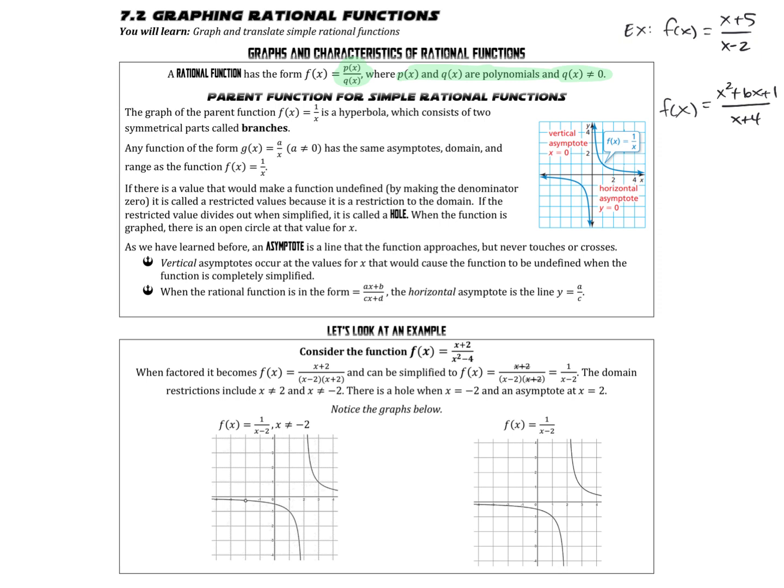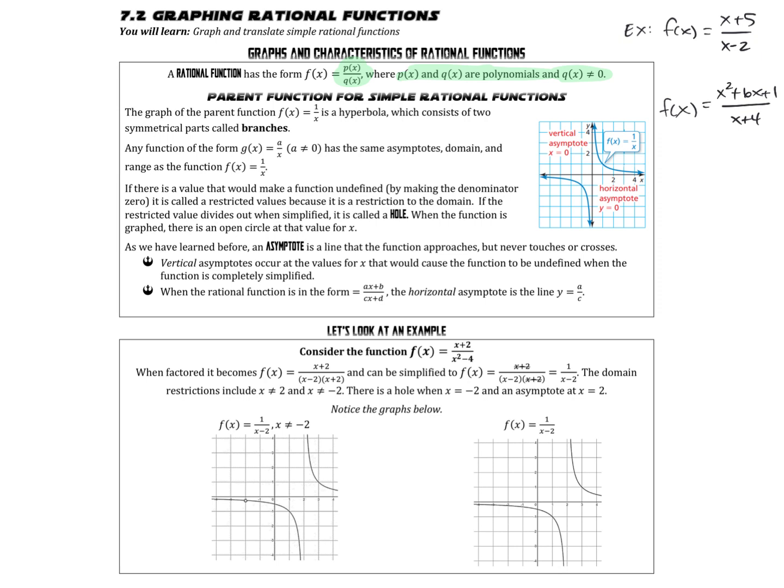When we graph the simplest form, the parent function of rational functions, it is f of x equals 1 over x. The shape that this makes, these two little branches that look sort of like exponential graphs, is called a hyperbola. And you'll learn more about graphing different types of hyperbolas in future classes. In this class, we're really just going to focus on how we graph a rational function using the asymptotes and any holes that may occur.